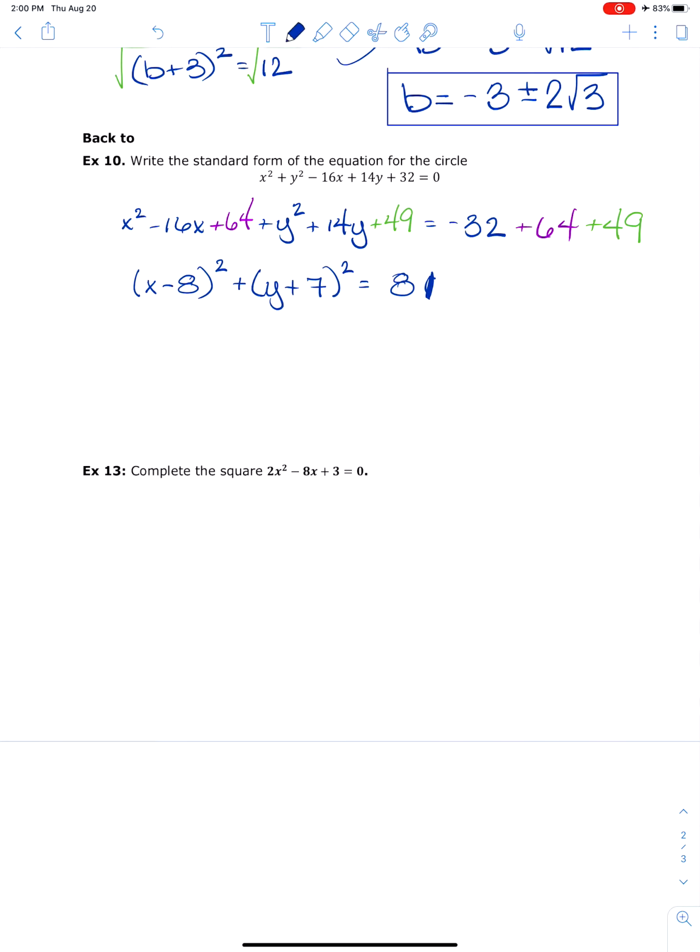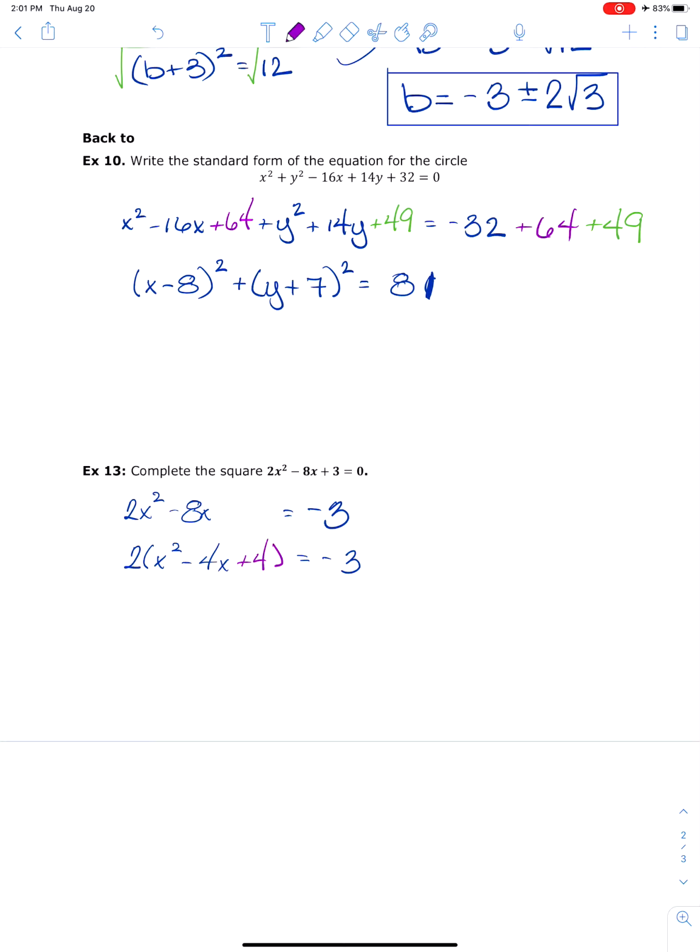Example 13 is in here because this one looks just a little different. Notice that now we have a coefficient in front of that x squared, and we need to deal with that before we complete the square. So I'm going to go ahead and move the 3 to the other side. And then I'm going to factor a 2 out of everything on the left-hand side. Doesn't affect what I have on the right-hand side at all. Now I'm going to complete the square inside the parentheses. So -4x, I'm going to cut that coefficient in half. I get -2. I square that, I add 4.